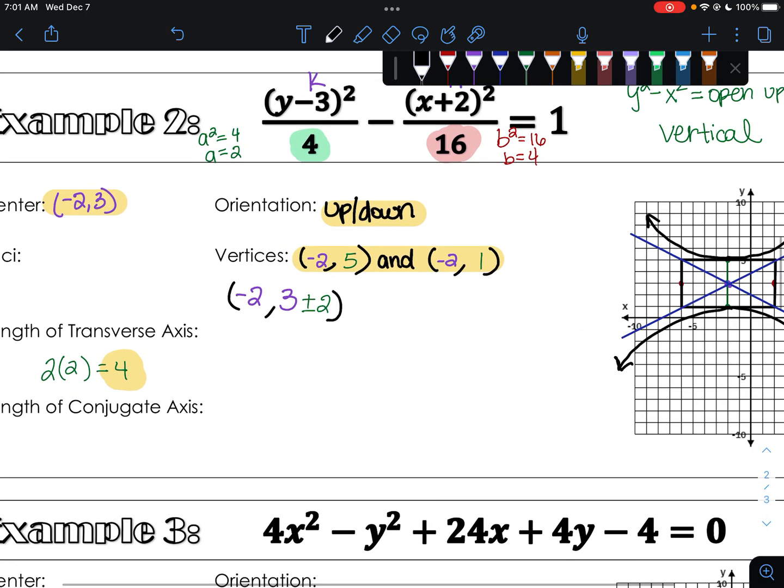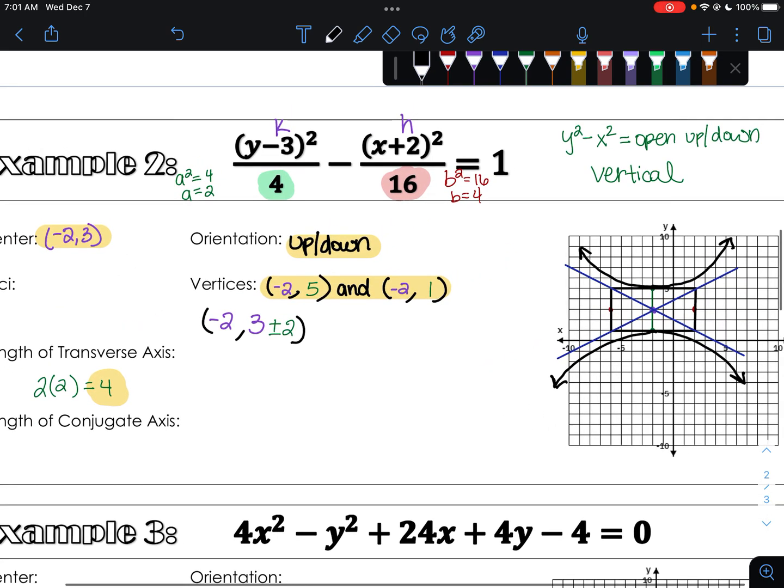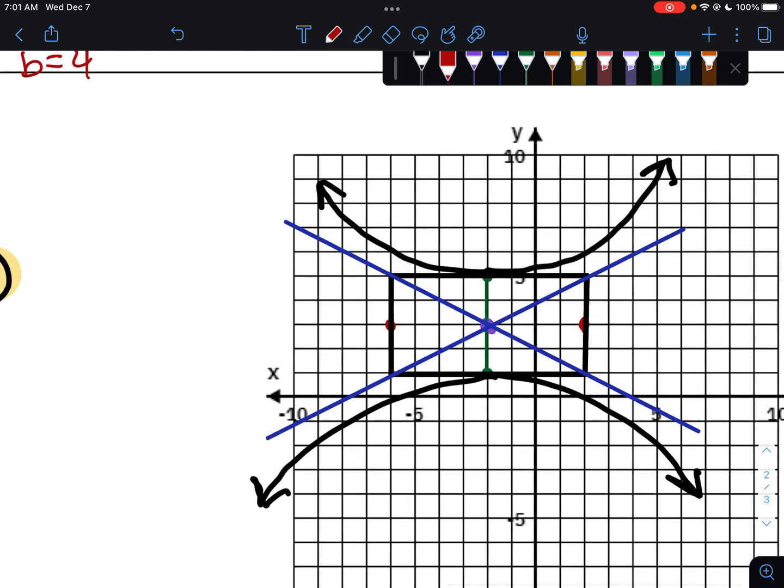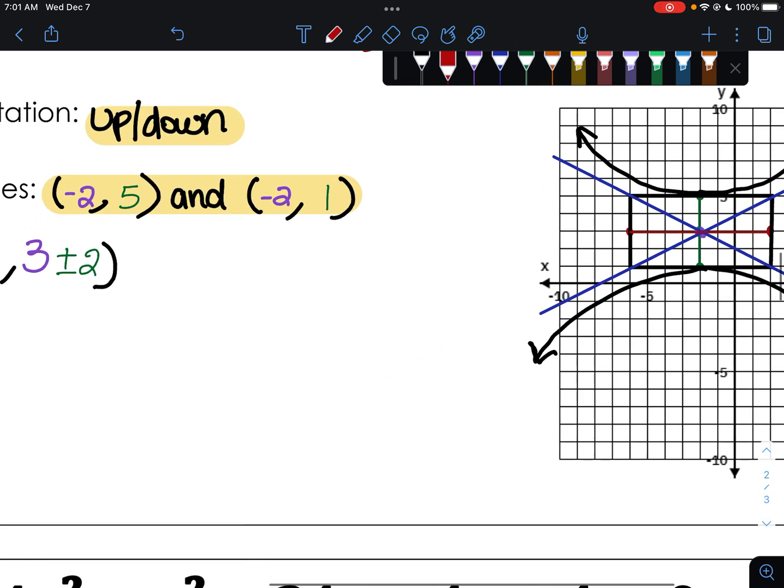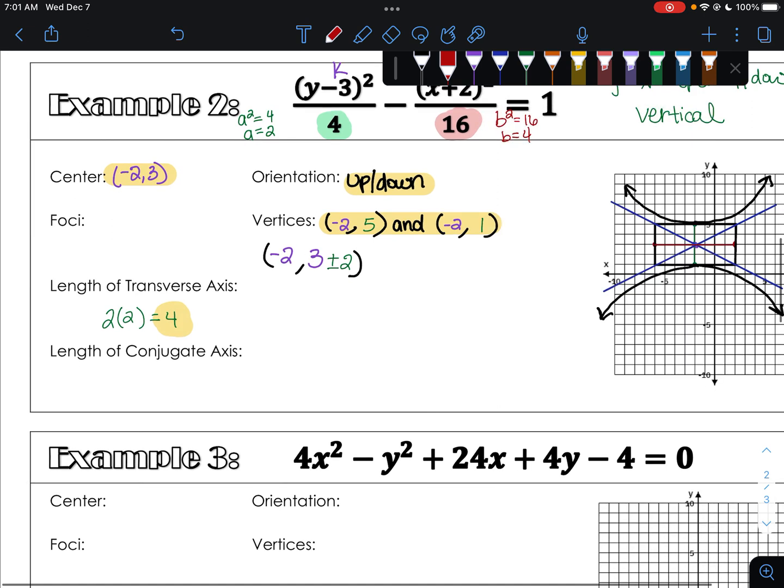So I did now find the length of that conjugate axis, so that was the red point. So from red point to red point, okay, I went over 4 to get to the center and then another 4 to get to the other side. So the length of this conjugate axis is 2 times 4, which is 8.